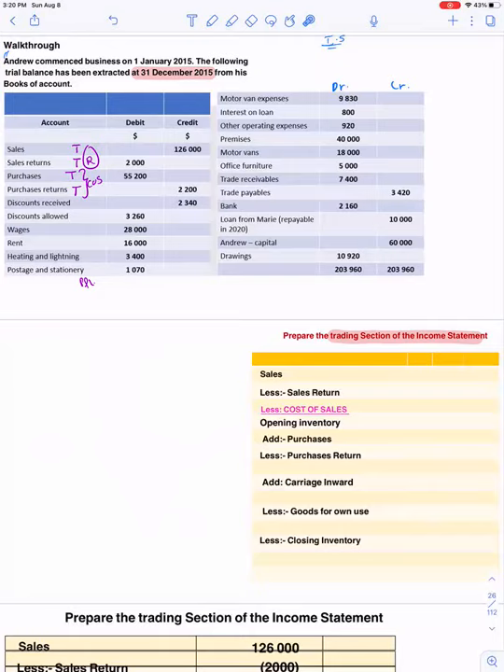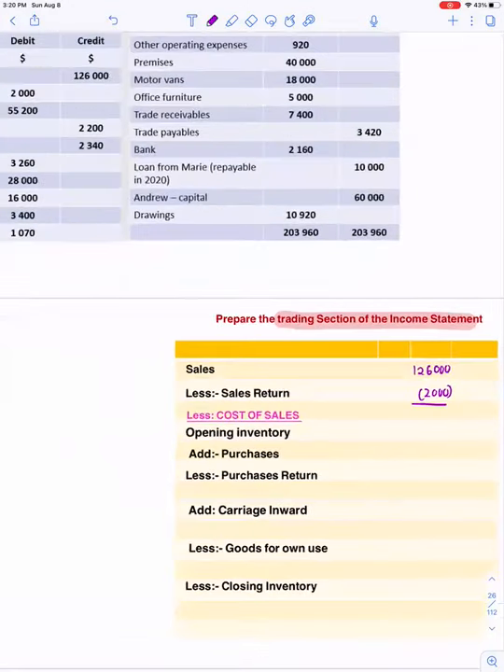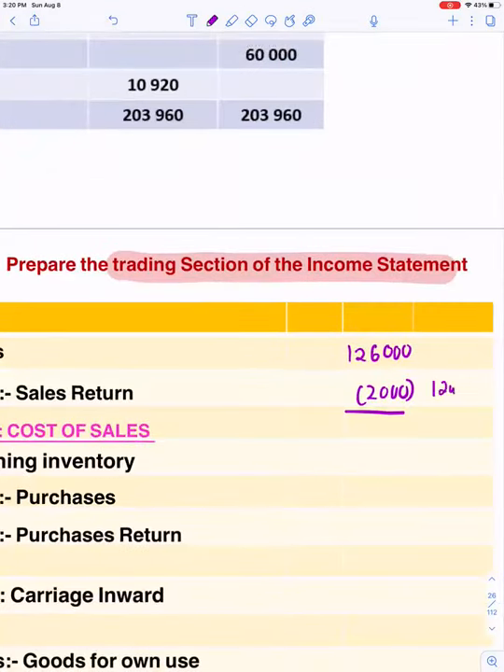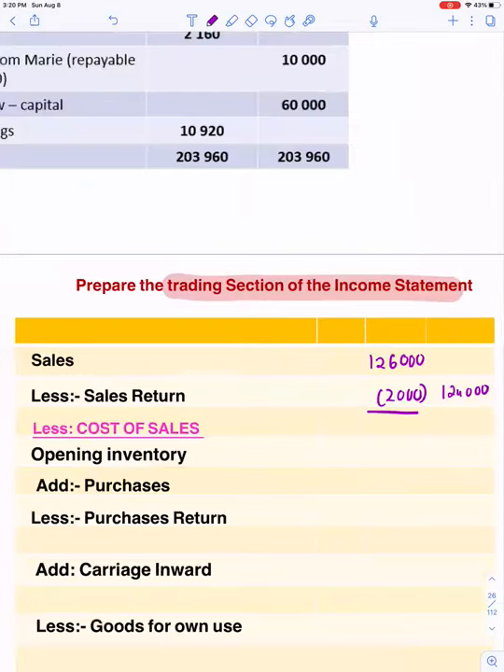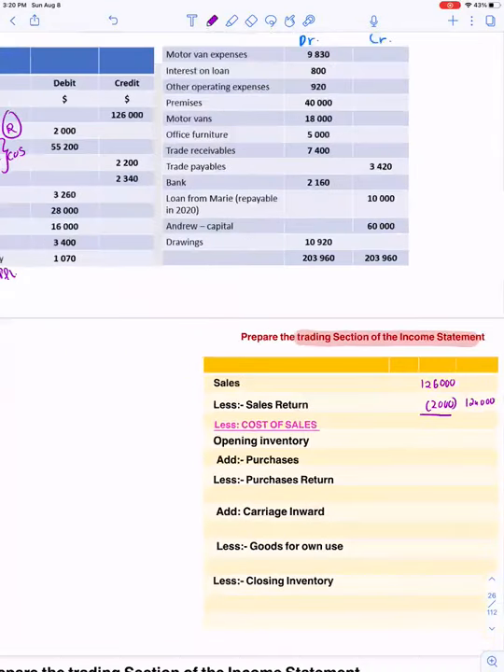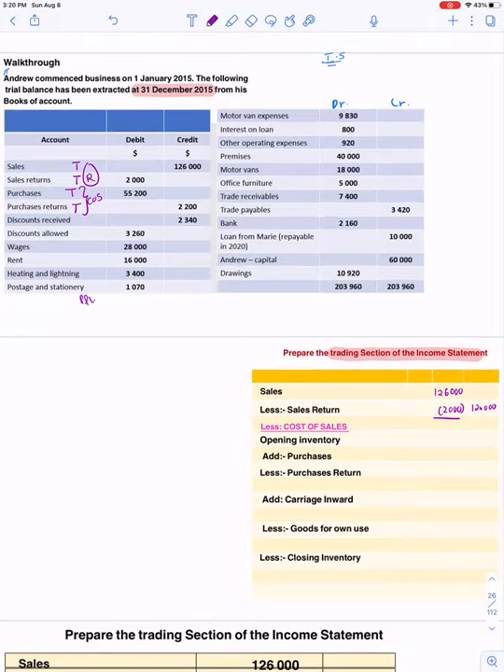Let's see. Our sales is 1,26,000. We will write it in the second column, minus the sales return, which is 2,000. That would also be incorporated in the second column. Sales less sales return gives us the revenue, which is 1,24,000. In that, we have to adjust our cost of sales.